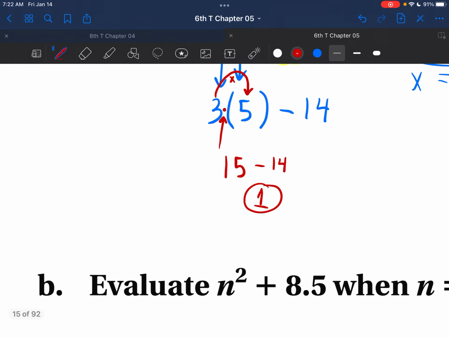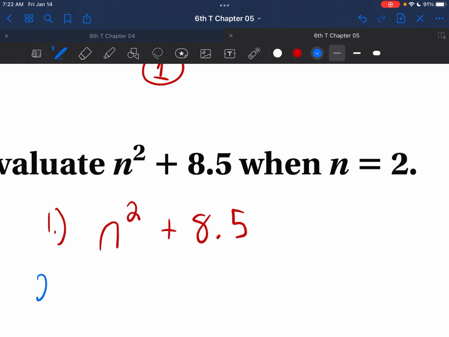All right, let's try another one. See if we can put it into a little bit more difficult questions. All right, so please write down this question. We have n to the second power plus 8.5. So step 1, you wrote down the original problem. Step 2, we're going to plug in some of our numbers. We're going to try and evaluate. Instead of the letter n, we are going to put 2, because it says n is equal to 2. This still stays. That's squared.